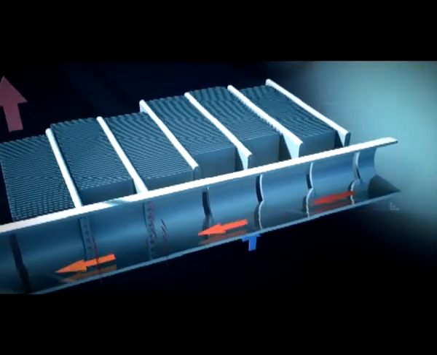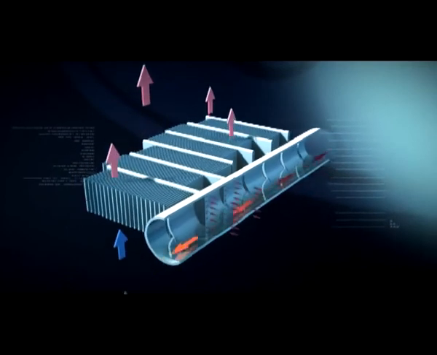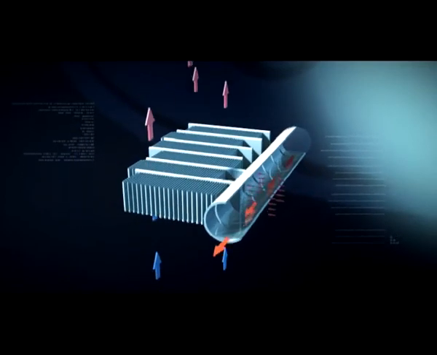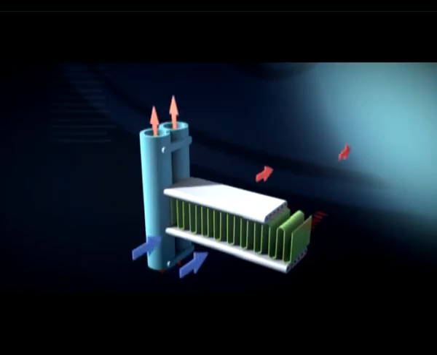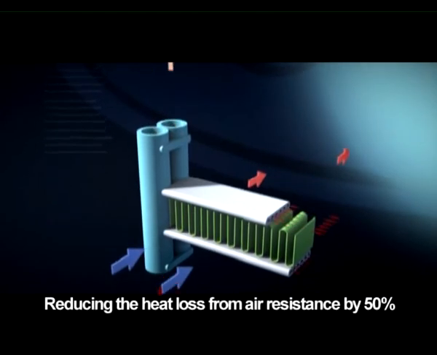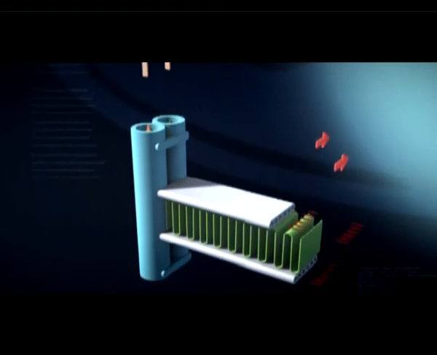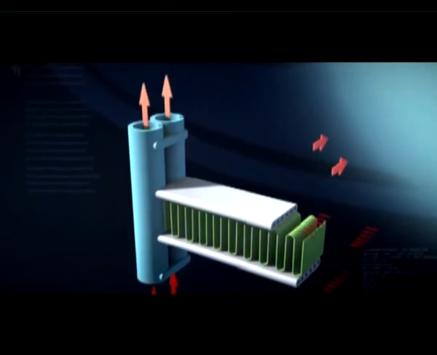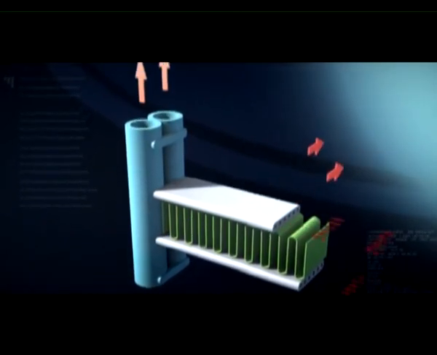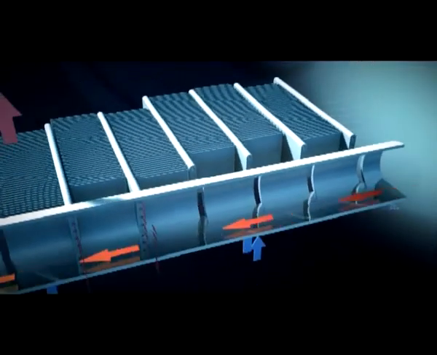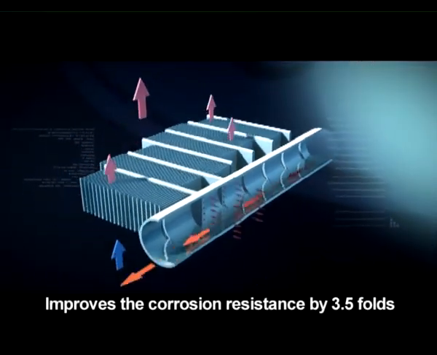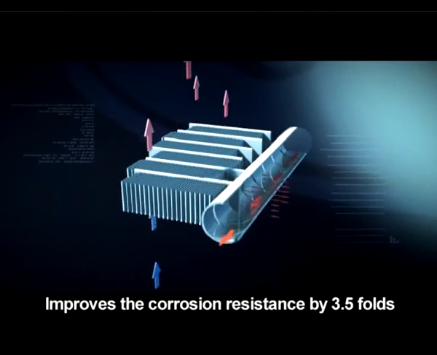For the first time, Carrier introduced to the HVAC industry the microchannel heat exchanger technology used in the aerospace field to improve the heat transfer efficiency and reduce the heat loss from air resistance by 50%. The pure aluminium micro-groove heat transfer condenser helps to eliminate the risk of electrochemical corrosion between different metals in the traditional fin coil and improve the corrosion resistance 3.5-fold.